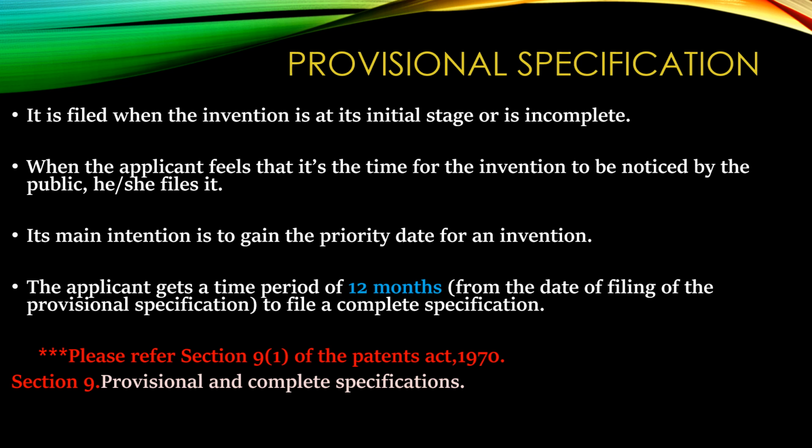The applicant gets a time period of 12 months from the date of filing of the provisional application or specification to file a complete specification. That means a time period of 12 months is gained in this way. For this, friends, please refer section 9, subsection 1 of the Patents Act 1970, where the title of section 9 is provisional and complete specifications. Let us proceed.